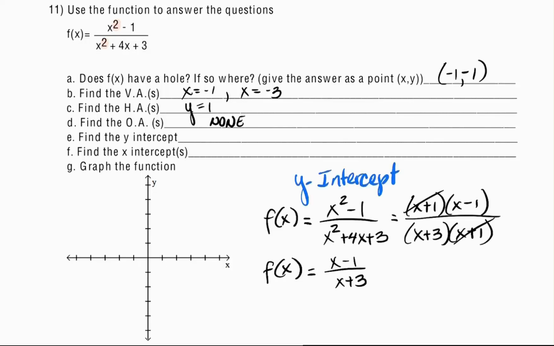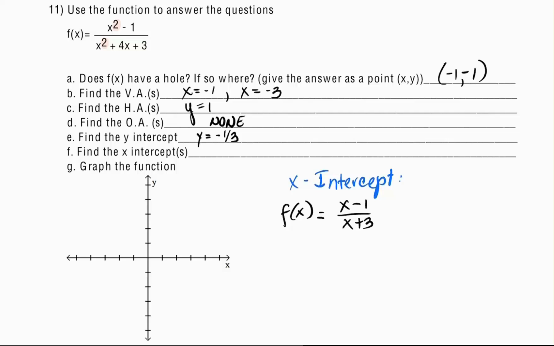To find the y-intercept, we are going to plug x equals 0 into f of x. And we get that the y-intercept is -1 over 3. To find the x-intercept, we are going to set the numerator equal to 0 and solve for x. And the x-intercept is x equals 1.